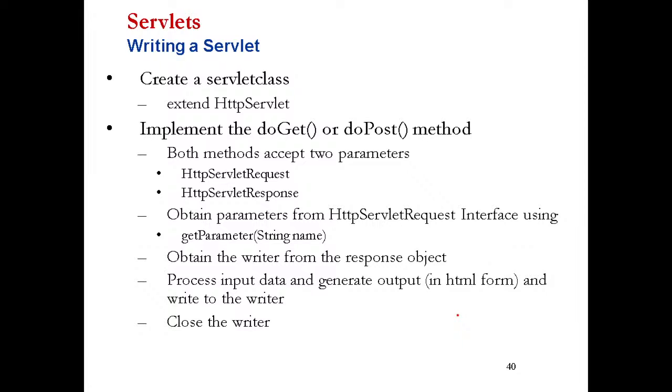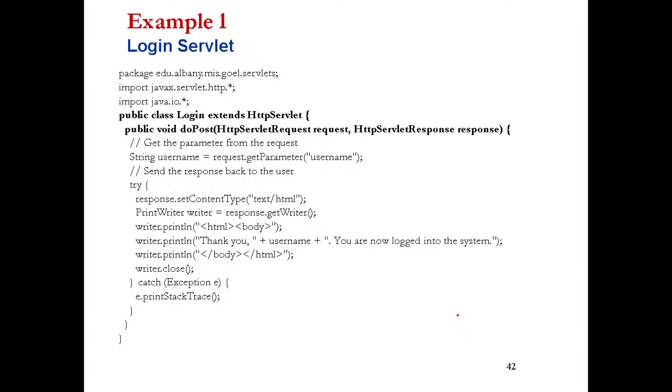To write a servlet, first of all we have to create a servlet class, then we have to implement doGet and doPost. Both methods accept 2 parameters, request and response. So there is one example which we will discuss. This is a package which you can import from anywhere, or you can create your own as well. This is a servlet class. This is the package we are importing for HTTP servlets. Then the input output package is there.